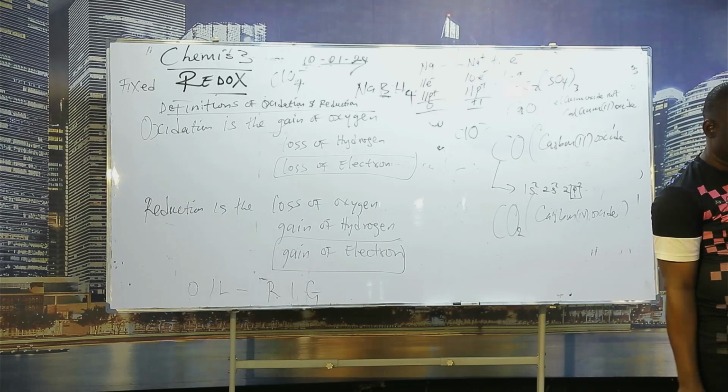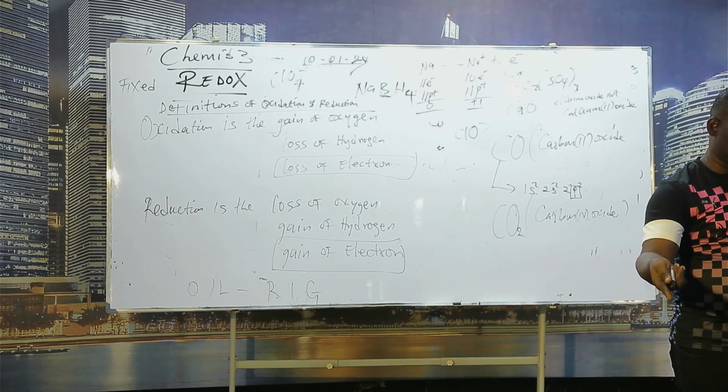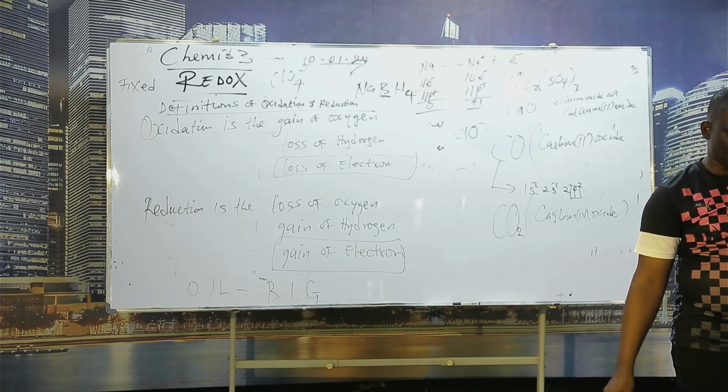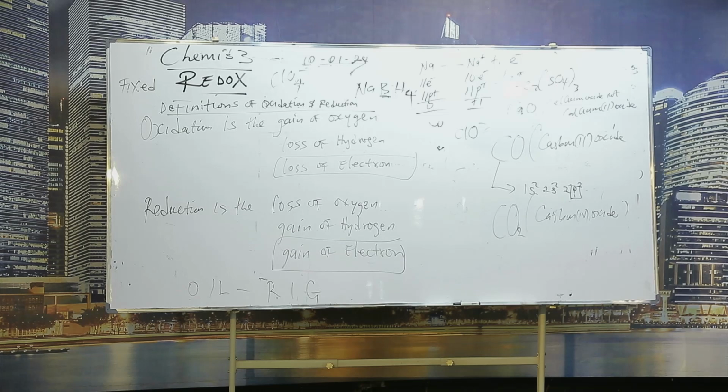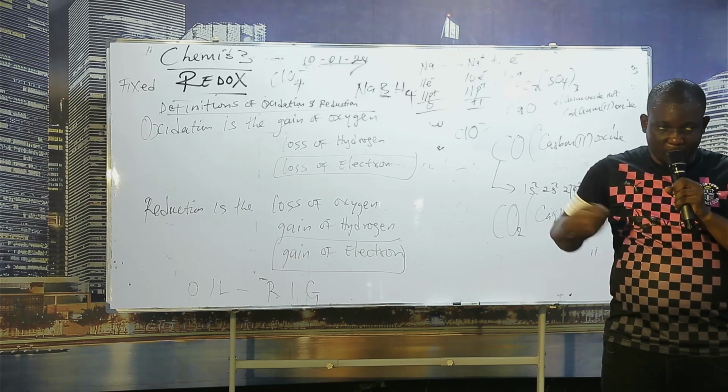SS1. You know the chemistry in JS3. What does OIL mean? Oxidation is loss of electron, while reduction is what? Gain of electron. It's just like an acronym to remember it. So always read with an acronym, okay? Or words to remember something.